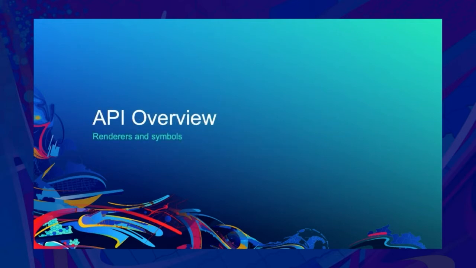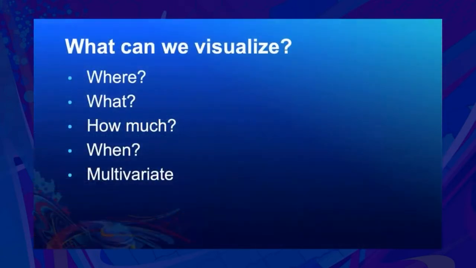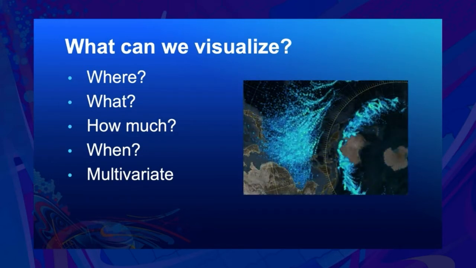So how do we create visualizations with the JavaScript API? That comes down to two sets of classes, renderers and symbols. Before we dive into the particulars of each of those, we're going to talk about the different things you can visualize. Of course, we can visualize where things are. We're a mapping company, so you want to be able to put a point on the map and see where it is. This is hurricane locations.